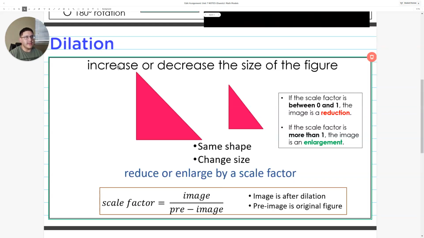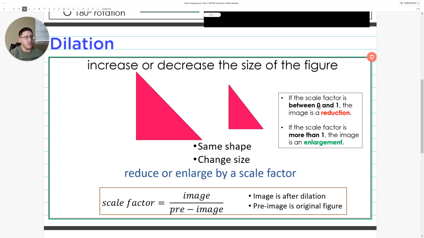Dilation. Dilation is an increase or decrease in the size of the figure. You have a pre-image, which is the original image, and then you have the image that you're trying to create. Now the pre-image has a certain size, has a certain shape, and in order to retain the same shape and the same proportion of size so that it doesn't look wonky when you change it, you're going to have to use something that's called a scale factor. That scale factor can be any number, as long as it's not negative and as long as it's bigger than 0.